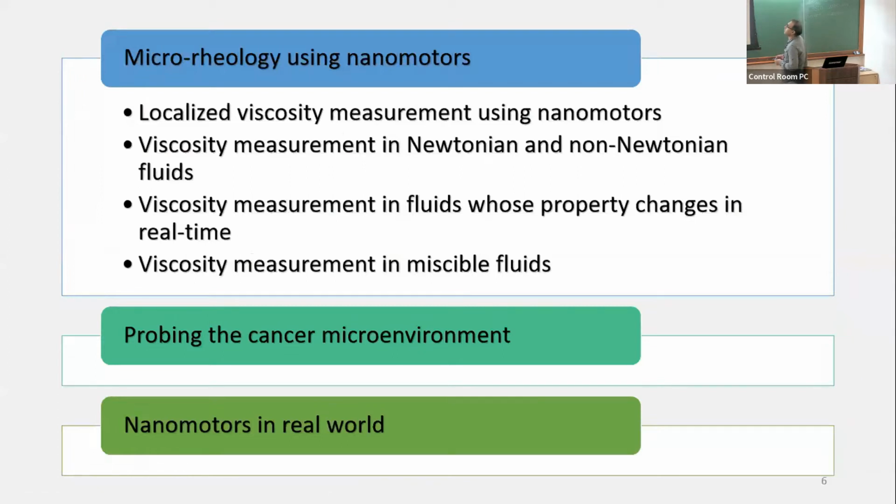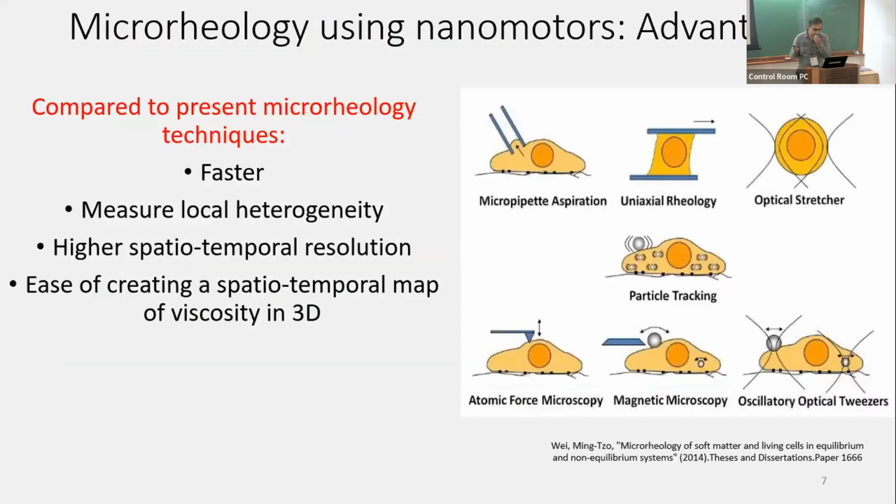So now coming to microrheology using nanomotors, I'm going to talk about why it's useful, why we want to do this, and what sort of new information we can get using nanomotors as rheometers. There are a lot of microrheology techniques in the world, and some of them are highlighted here. They are pretty good on their own, but they are not very fast. They can't measure local heterogeneity as well as we would like to, and they cannot create a spatiotemporal map of viscosity, which is what we really need to go into cancer.